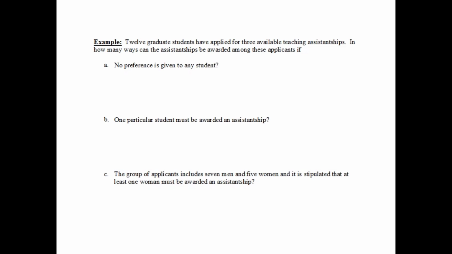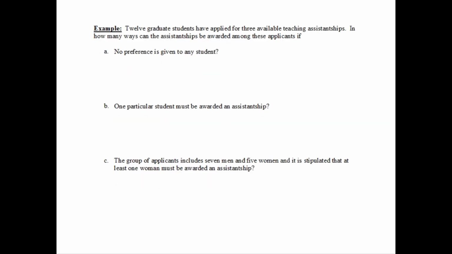Let's suppose that we have 12 graduate students applying for 3 available teaching assistantships. And how many ways can the assistantships be awarded if no preference is given to any student? Okay, here we have 12 graduate students. We're choosing 3 to be given an assistantship. Does the order count as a different outcome? No, it doesn't say our assistantships have labels on them, first, second, third, or anything like that. They either get an assistantship or they don't. So here we get 12 combination 3, which is 220 possibilities.